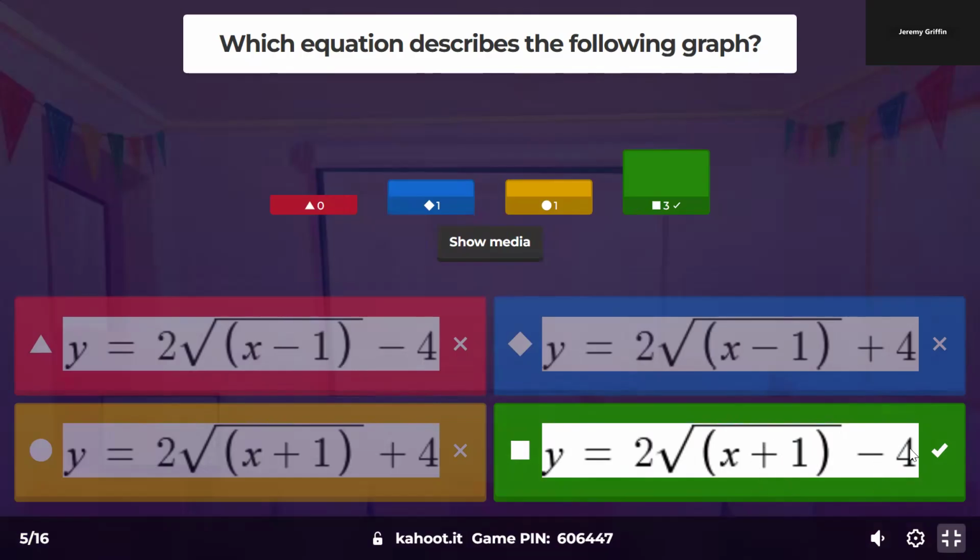Could you, if you wanted to, pick any coordinate and test it? For example, how about the coordinate -1, -4? Guys, if I plug in -1 for x, what does this whole square root come out to?